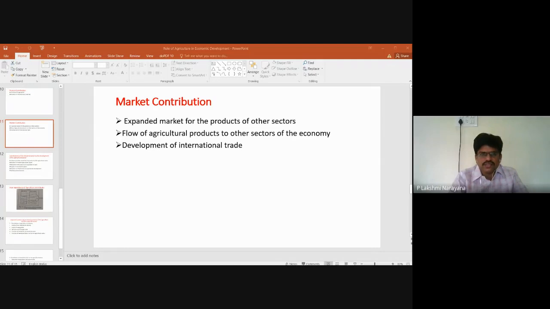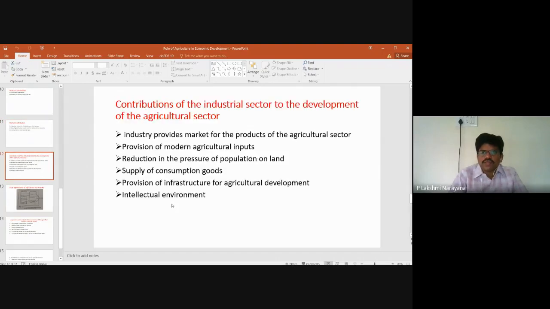So these are the contributions of agriculture according to Kuznets: factor contribution, product contribution, and market contribution. Now, the contributions of the industrial sector to the development of the agriculture sector. Here, the industry sector also gives some contribution to agriculture.